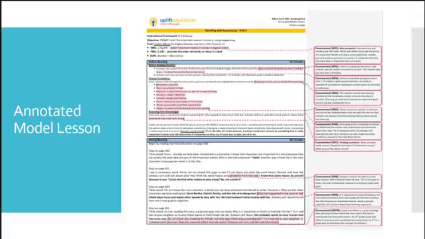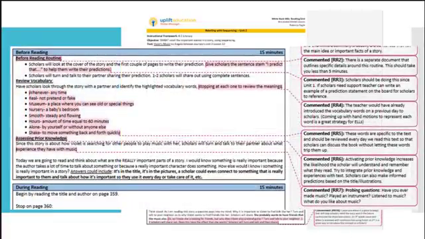As you can see, the reading AMLs, or annotated model lessons, are split up into 3 sections: the before reading, during, and after reading. And on the side, I will have written my thinking around why I included what I did. If you look closely at the before reading section, you can see it better here.